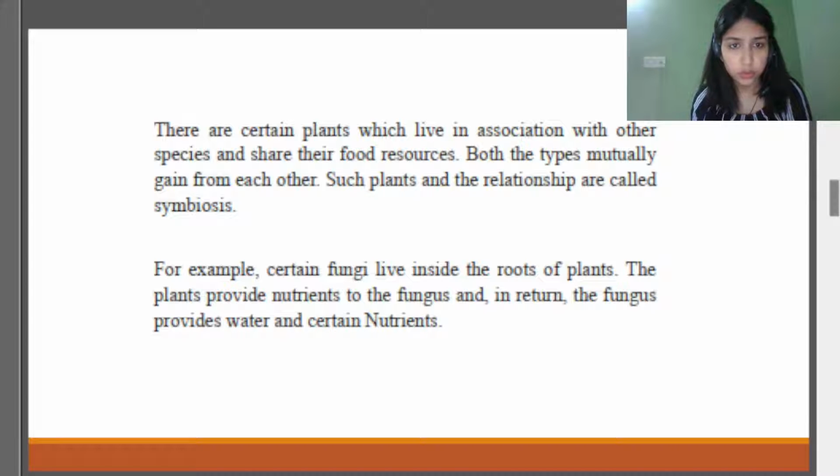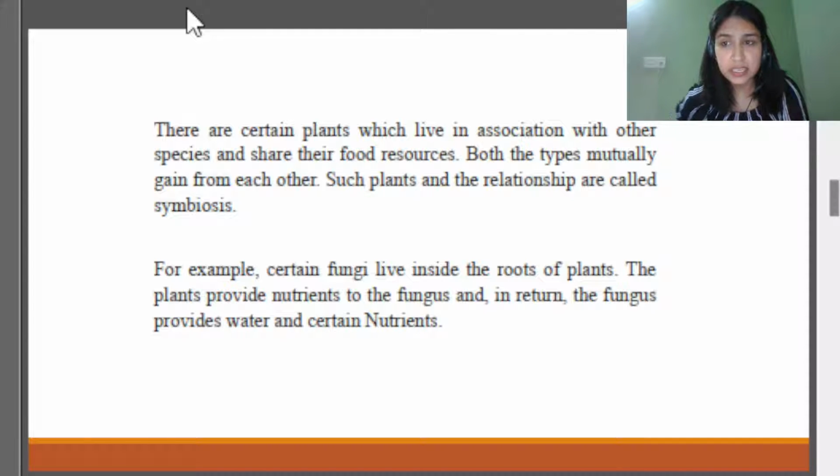Yes, so there are certain plants which live in association with other species and share their food resources basically. Both types mutually gain from each other. Such plants and the relationship that they have with each other are called symbiosis. For example, certain fungi live inside the roots of plants. The plants provide nutrients to the fungus and in return the fungus provides water and certain nutrients.